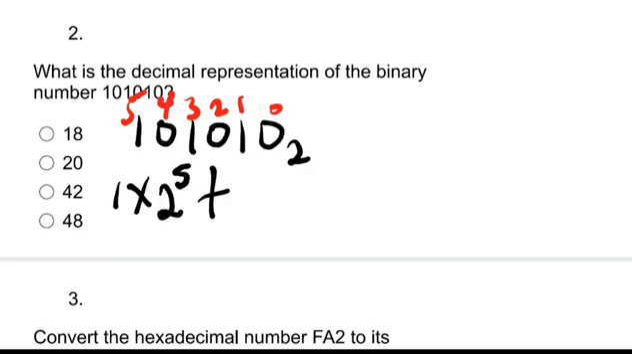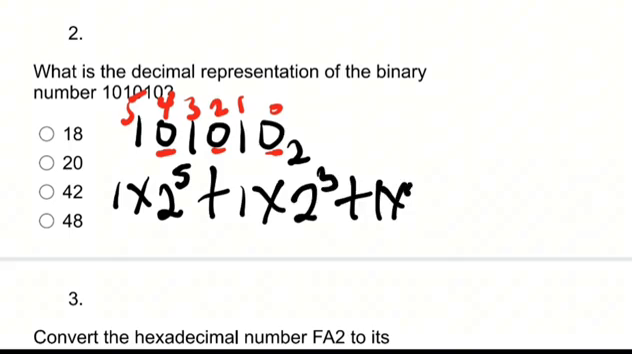Now there's one thing I want you to note here. This 0 here, if you multiply it by anything, it gives you 0. So I'm not going to consider this and this, the 3 zeros there. I'll just move to the next one, which is 1 times 2 raised to power 3 plus 1 times 2 raised to power 1. Just to save your time, you can do it this way. You will not be penalized.